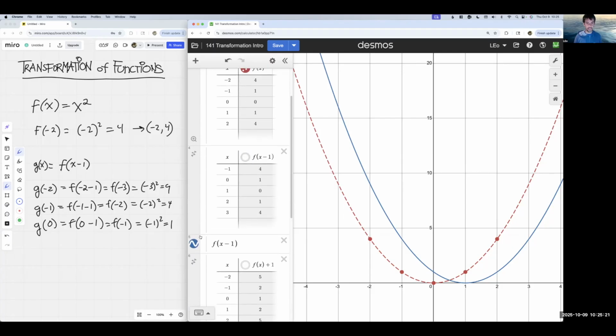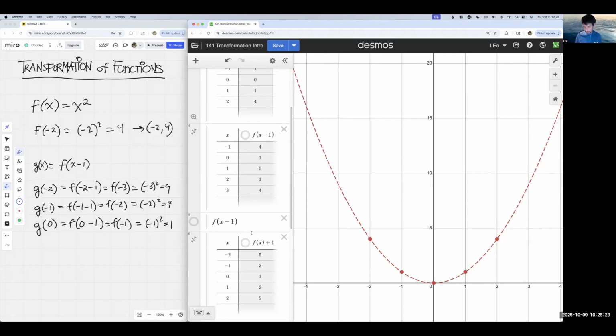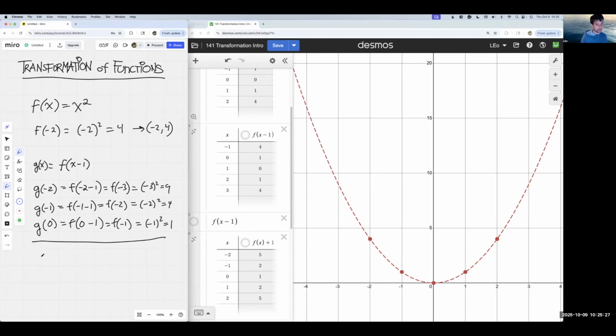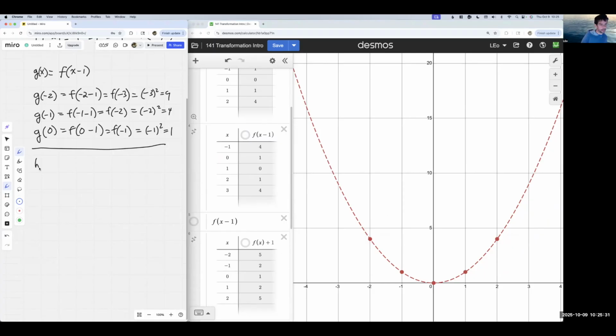So let's do one more very similar idea. So let me take this one away. Now I'm going to consider what would happen. Let's make a new function, h of x. Let's move this up a little bit. H of x, I'm going to take f of x, the original function, x squared, and add 1 to it.